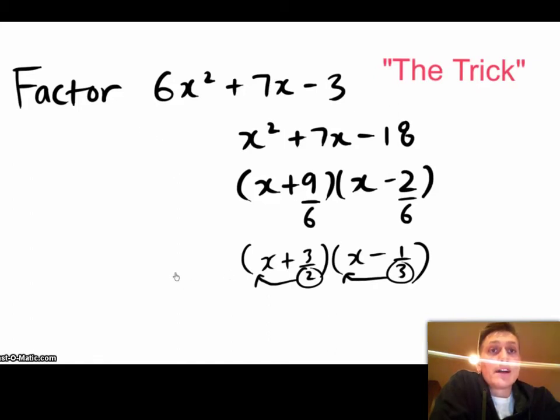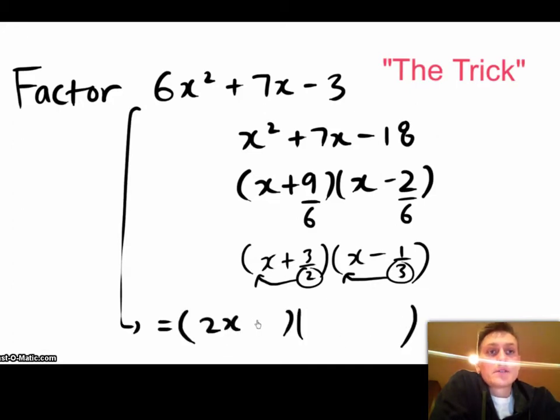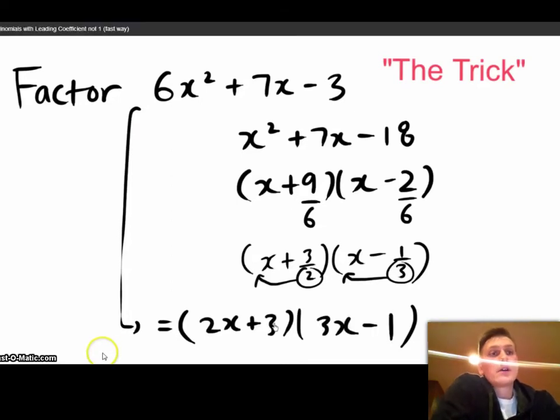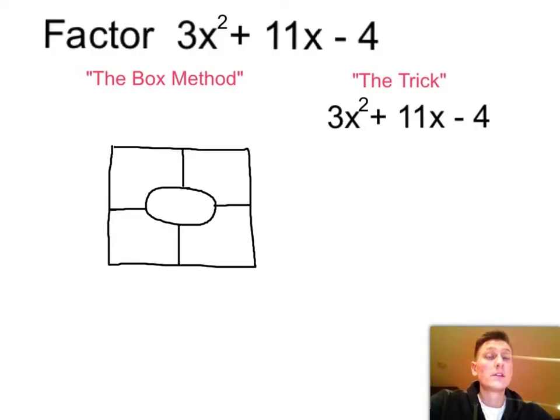This gives us our final answer, fully factored form of (2x + 3)(3x - 1). And again, you can always check your work by doing the FOIL method to see if we get the original polynomial. Again, this is a shortcut, a lot nicer way of using this method.